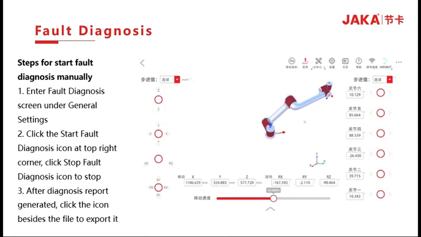Steps for start fault diagnosis manually are below. 1. Enter the fault diagnosis screen under General Setting. 2. Click the Start Fault Diagnosis icon on the top right corner. Click Stop Fault Diagnosis icon to stop. After diagnosis report generated, click the icon beside the file to export it. Let's have a look at the video of fault diagnosis.